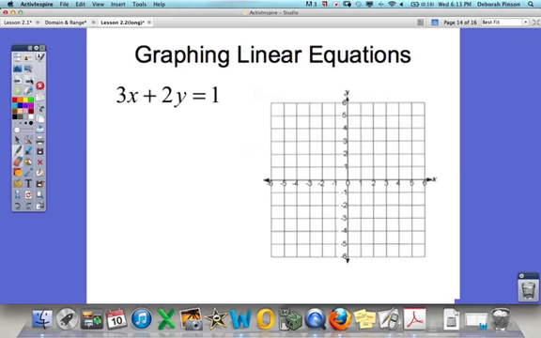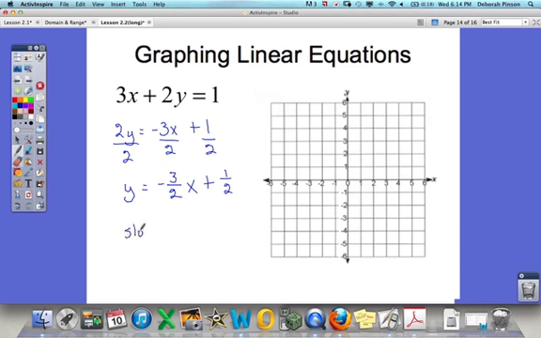Okay, and here's the last one. Let's do one more of these. Now again, it's in standard form, so I'm going to put it in y equals mx plus b form. So I'm going to move my 3x over and divide by my 2. So I have y equals negative 3/2 x plus 1/2.